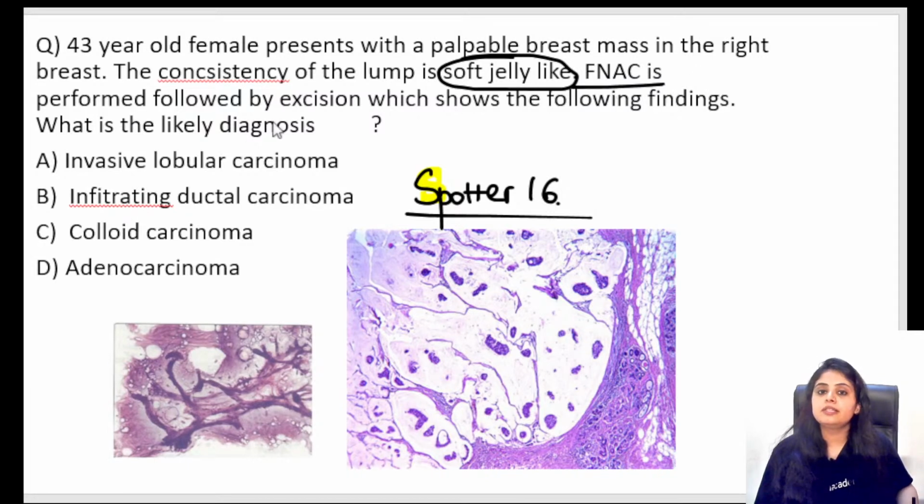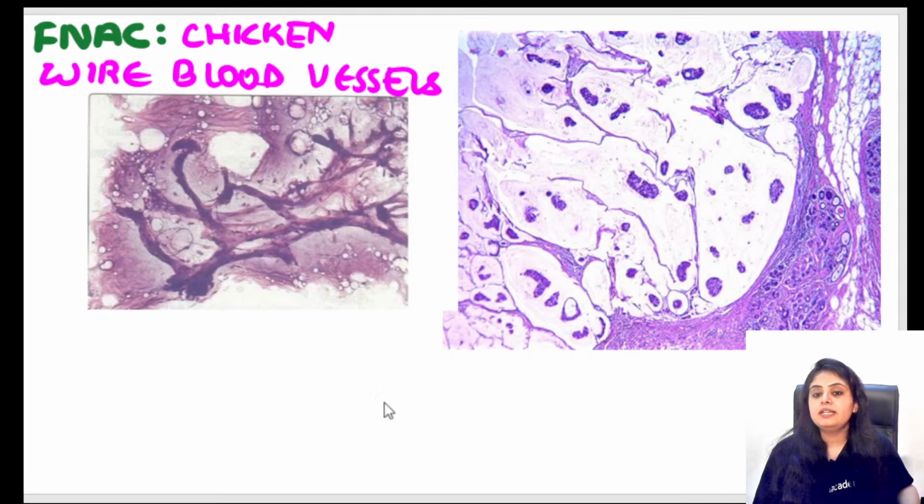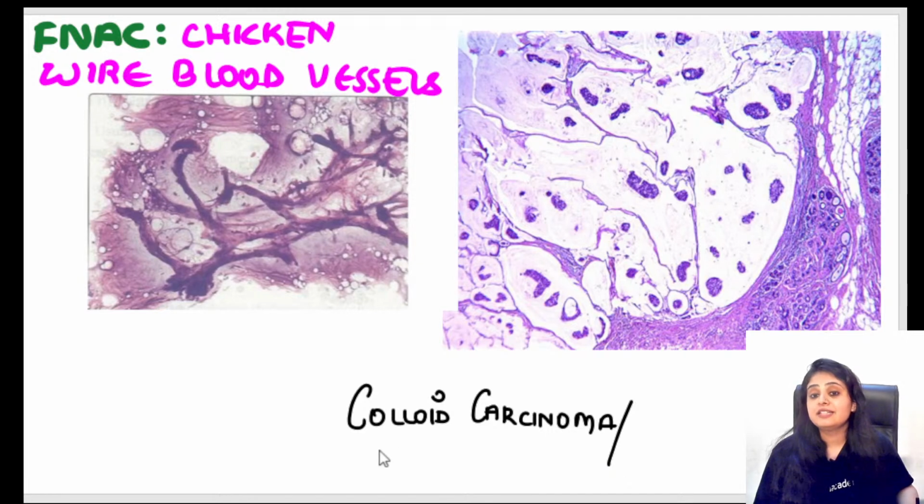First FNAC was done, then excision. FNAC is shown over here. Excision is shown over here. What is the likely diagnosis? And it's a common answer called colloid carcinoma. So first and foremost, what all are you calling it? Number one, we are calling it breast cancer, colloid carcinoma. And there is something known as mucinous carcinoma. Both of them are the same, both are the same names.